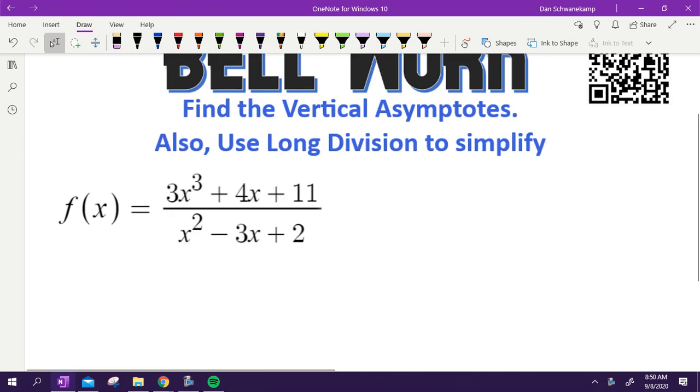All right, so here we go. On bell work today, we are finding vertical asymptotes and then using long division to simplify. So first thing we're going to do is find vertical asymptotes.